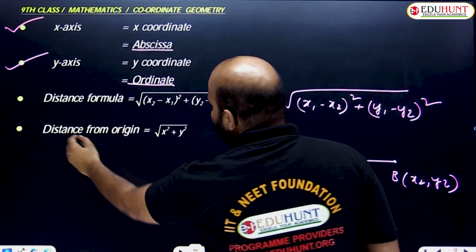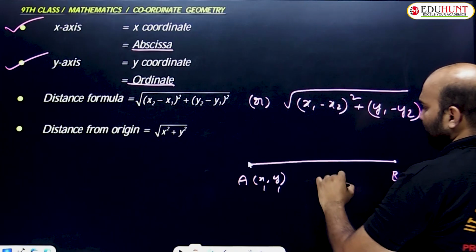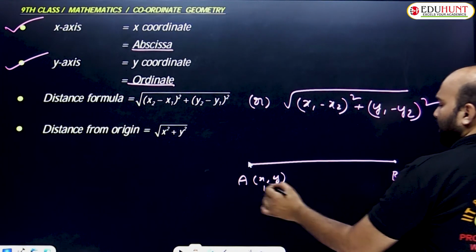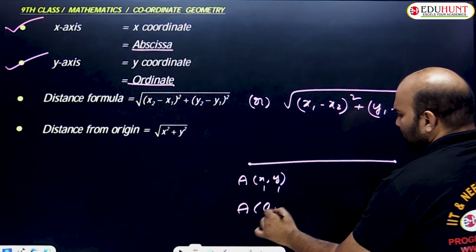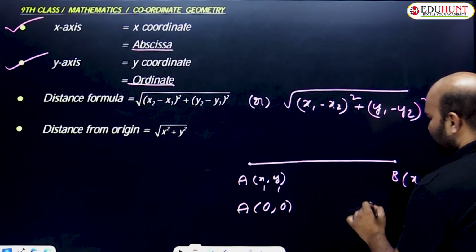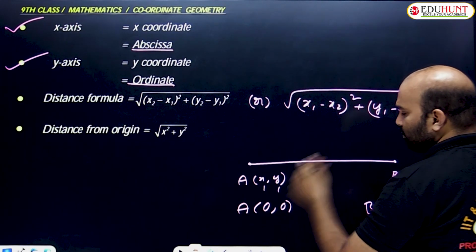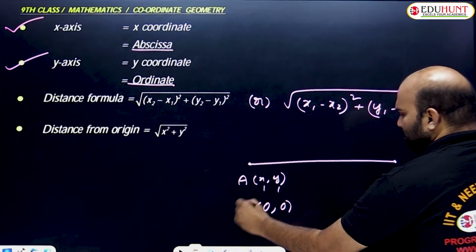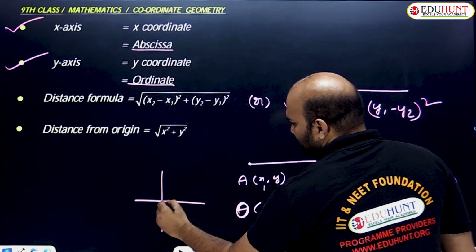If the distance from origin is asked, clearly we need to identify that. Here x1 and y1 are 0. If you take A as 0, 0 and B as x comma y, so the line passes through origin. How to find the distance from origin to B? Here A is the origin, O indicates origin, just like that. O is the origin.